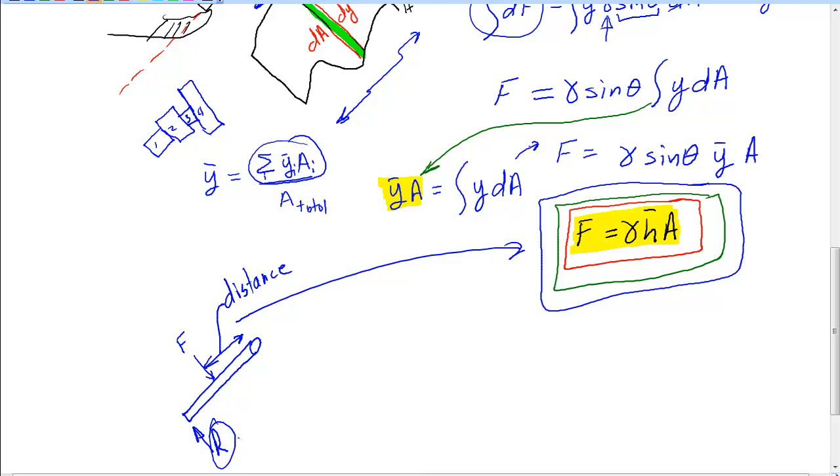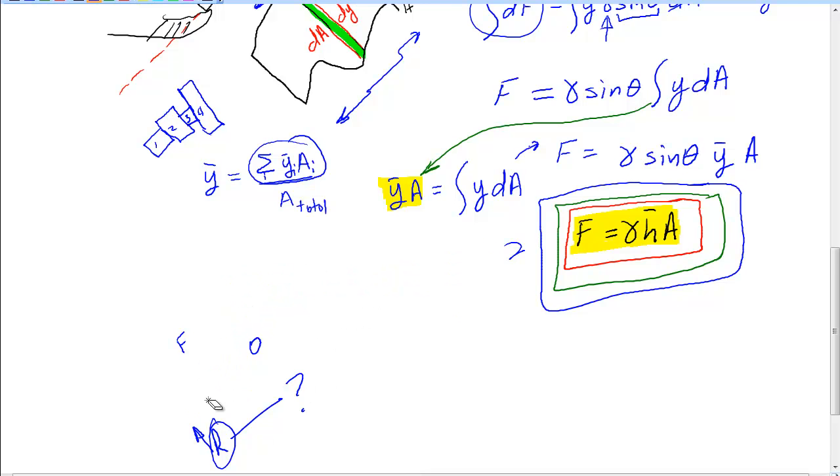Till you know that distance, there is no way to find this. So with that in mind, let's go after that distance.